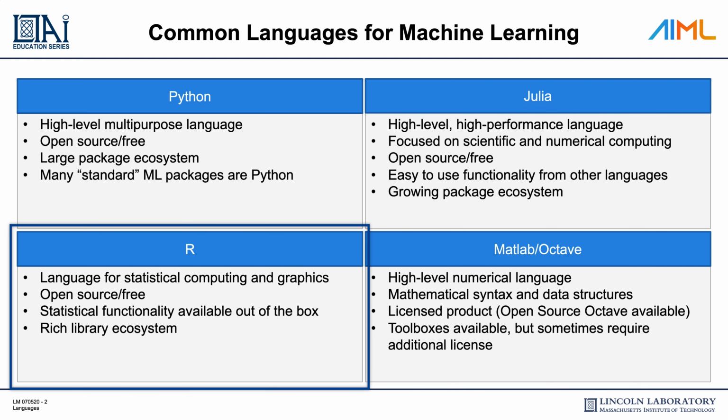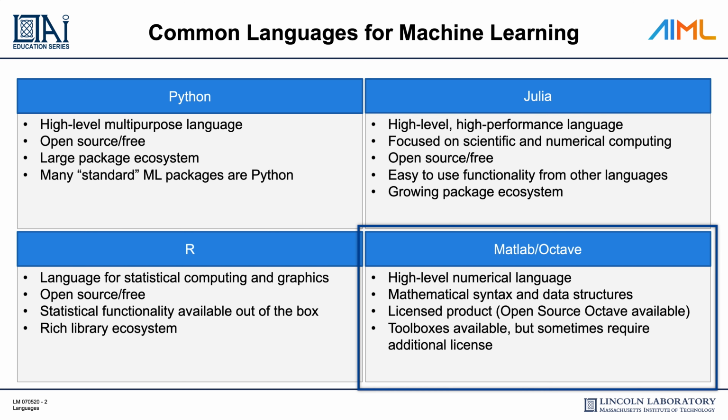R is a language developed by statisticians specifically for statistical computing and graphics. For that reason, it is often used in domains that use programming mainly for statistical tasks, such as life sciences, economics, and social sciences. Like Python and Julia, R is an open source language that anyone can use for free. Since it is developed for statistics, R provides a lot of statistical functionality out of the box, but also has a rich library ecosystem for more specific tasks, including machine learning.